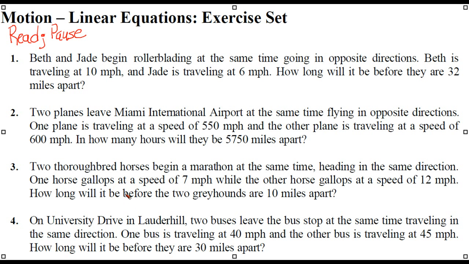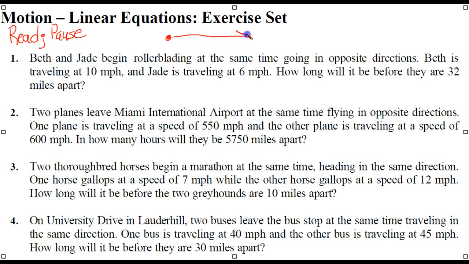Going on to more problems. Motion. So let's take a look at these four. Read number 1 and pause. So as we look at this, we have two people, and a picture might be useful here.